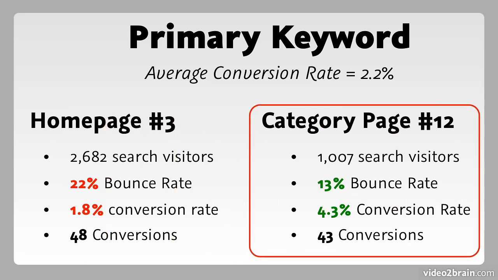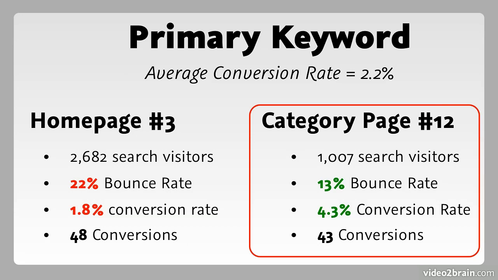Now, that same word also ranked on the second page of results in Google, and it was the category page. It had nearly a third of search visitors. It had a lower bounce rate, less people were leaving, but a 4.3% conversion rate. That means that it was 4 out of 100. It was double the conversion rate of the homepage and got nearly as many conversions with less visitors.